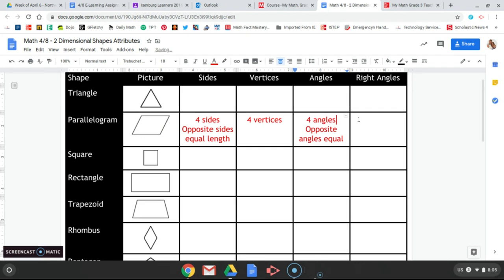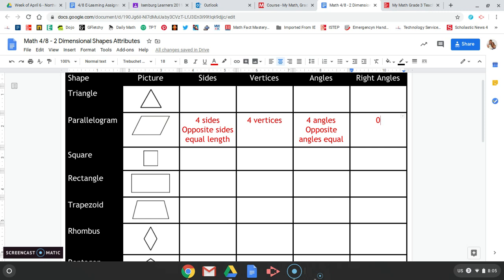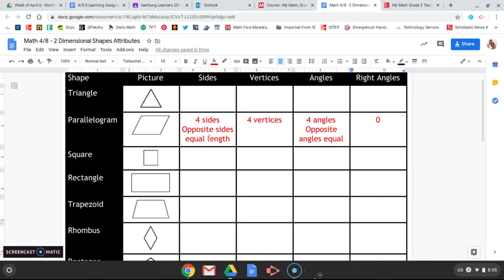Okay. Look at the shape. Are there any right angles? Does it look like we could put a square in any of these corners? Nope. These look too small and these look too big. So there are 0 right angles in this shape. Okay, so in order for a shape to be called a parallelogram, it has to have 4 sides where the opposite sides are equal length. It has to have 4 vertices. It has to have 4 angles, and the opposite angles have to be equal. There do not have to be right angles. Okay, so these are the rules of a parallelogram.